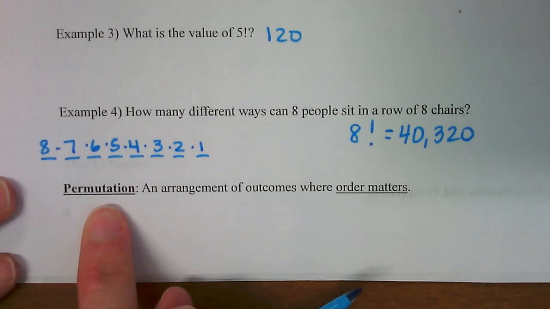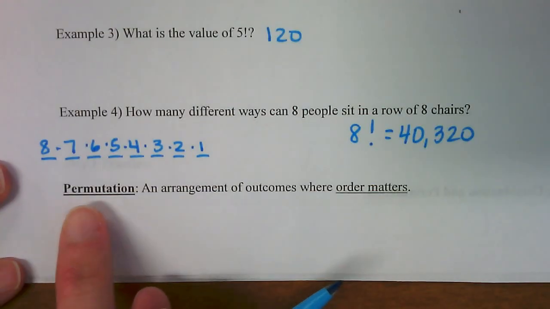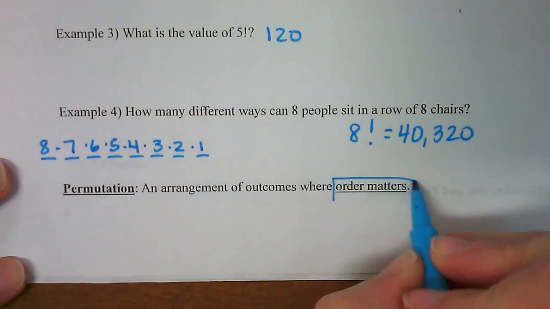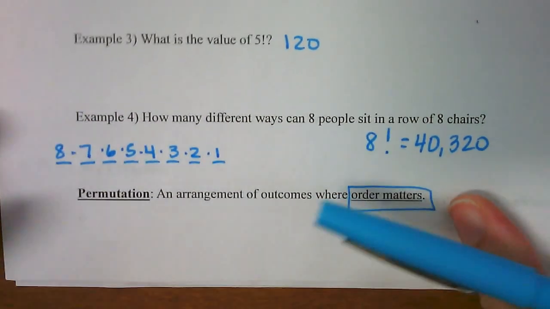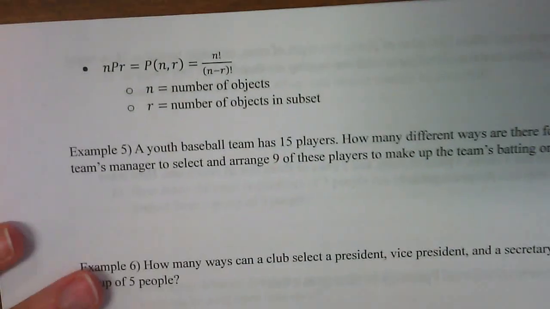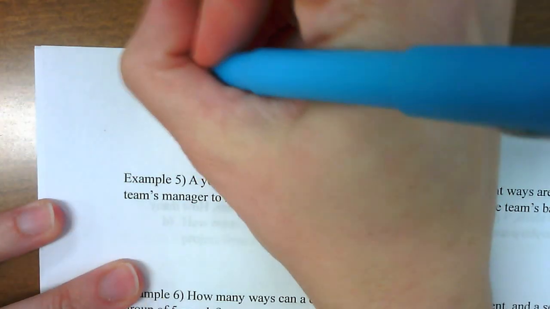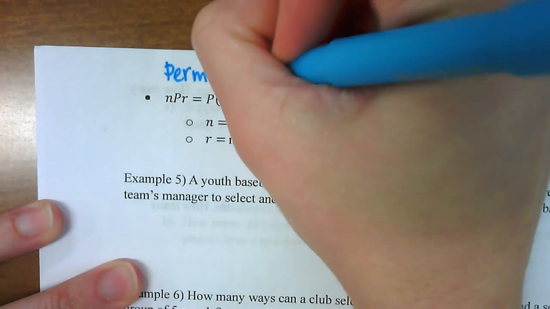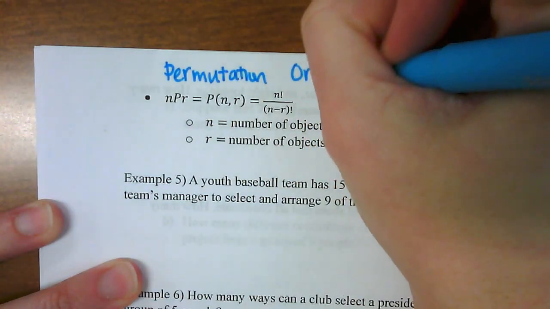Okay, the next vocabulary word is on the bottom of this page, but the formula is on the top of the next page. It says permutation, an arrangement of outcomes where order matters. And that is super important. Okay, so at the top of your next page, since it printed weird, I'm going to write that again at the top because it's really important.